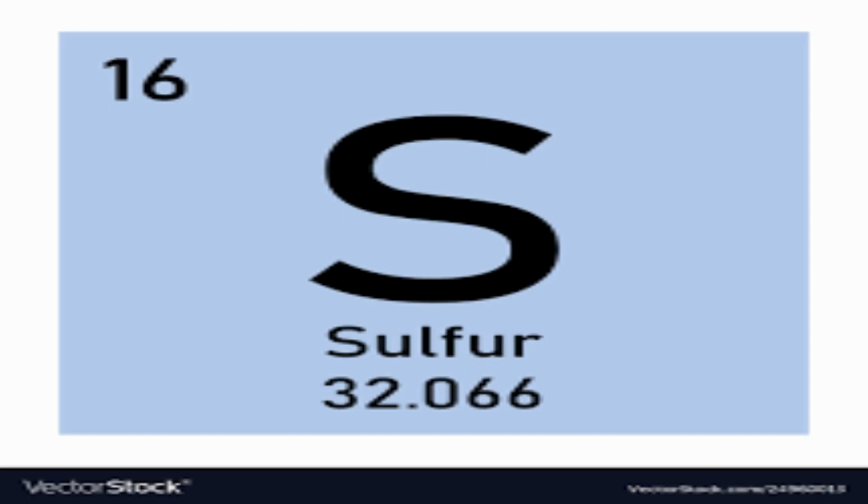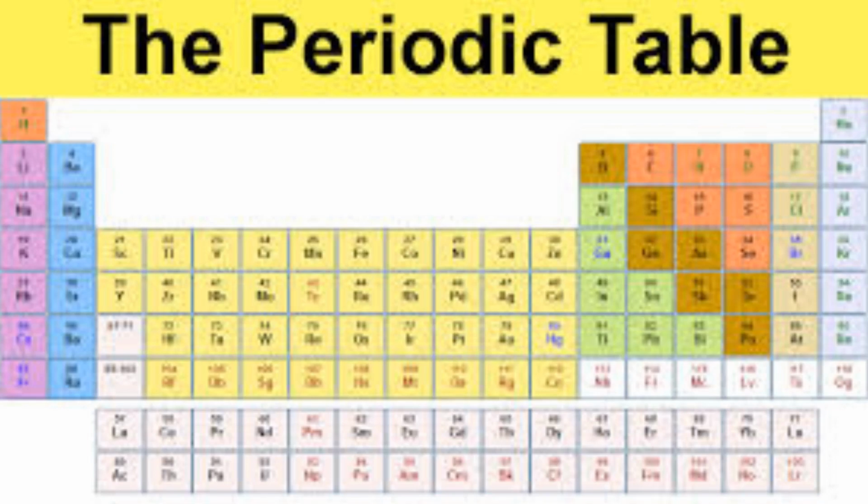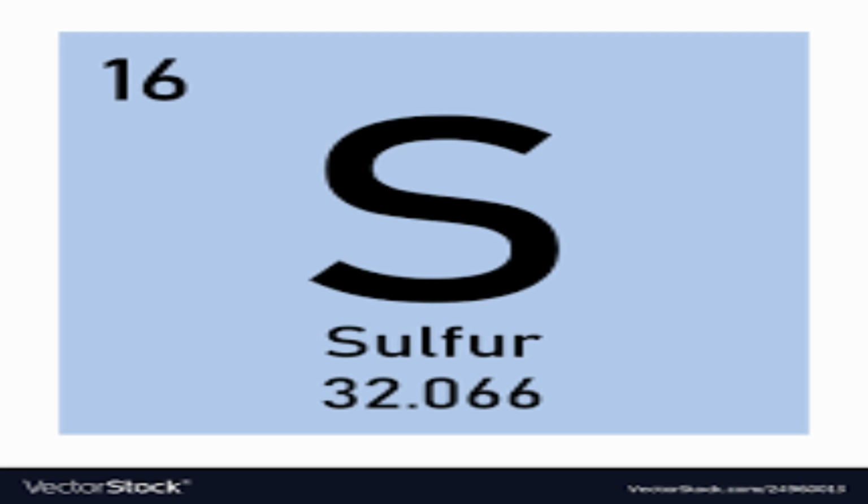Now I will talk about the atomic number and mass. You must know what the periodic table is. If you don't know what a periodic table looks like, this is how it looks like. Let's take an element from the periodic table. Let's take sulfur. Sulfur is number 16. 16 is an atomic number. It determines the amount of protons and electrons in an atom.